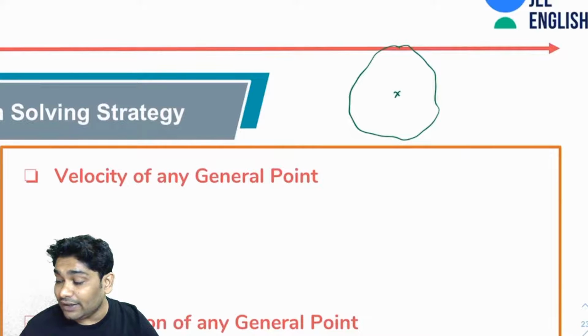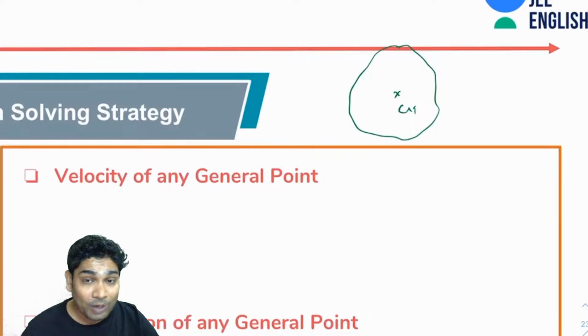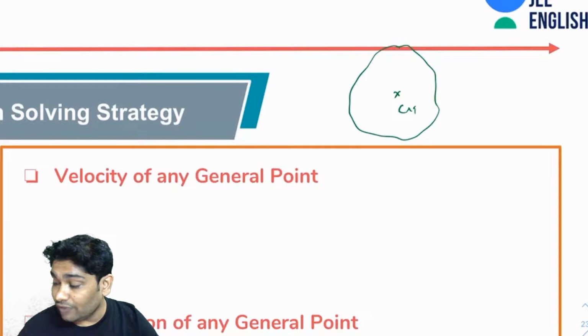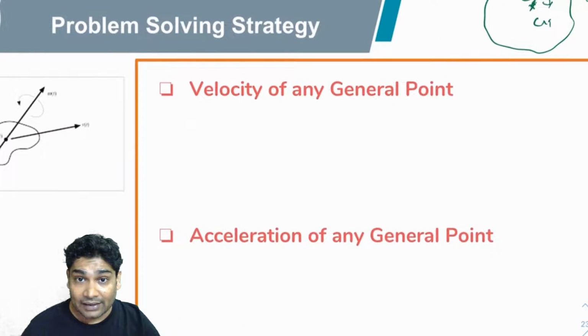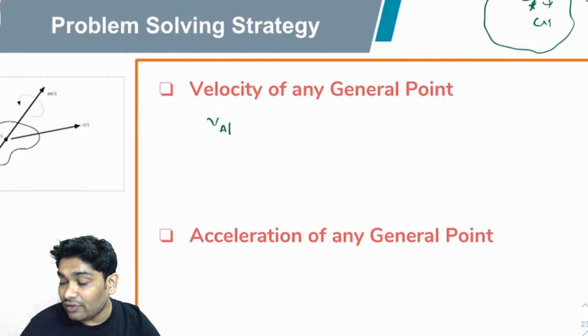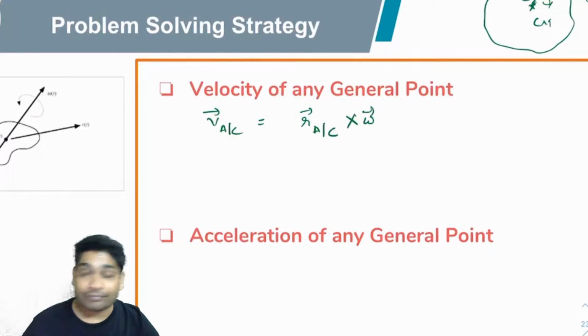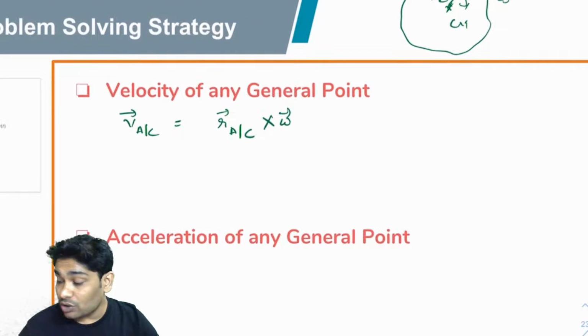In the reference frame of the CM, any point is performing pure rotation. So if you had any general point A which had a position vector r of A with respect to C, and this body was moving with some omega, I can write the velocity of A with respect to CM. How much would that be? That would be r vector of A with respect to CM cross omega vector, right? And I also know my VCM. So I know the velocity of A in the ground frame: the velocity of A with respect to the CM plus VCM.